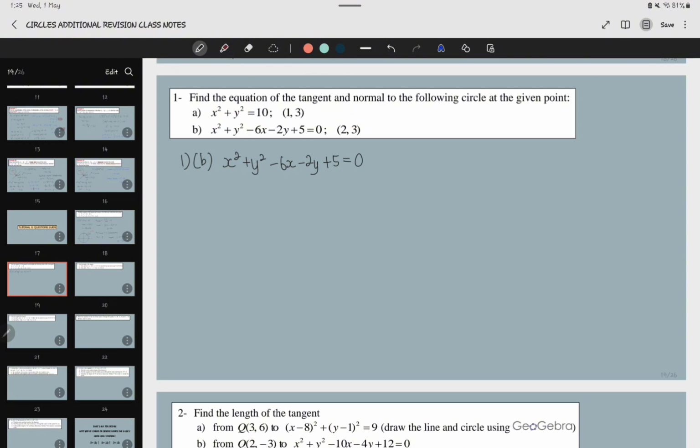First step, what is the first step? First step, we separate it into the x family and the y family.